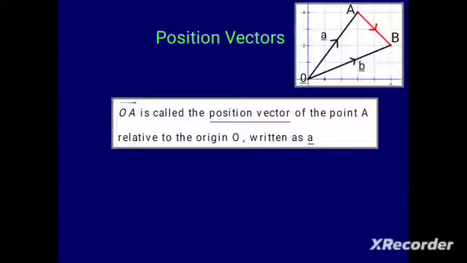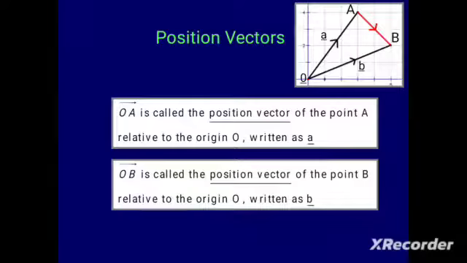Now, vector OA is called the position vector of the point A relative to the origin O, and written as small vector a. On the other side, we have vector OB, called the position vector of the point B relative to the origin, and written as small vector b.